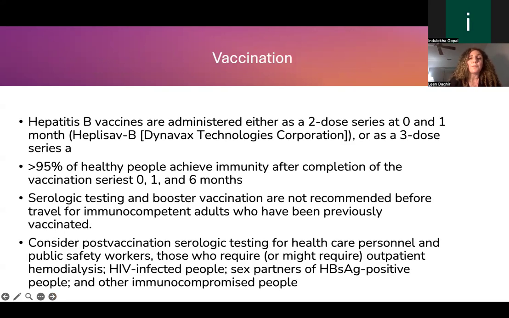Vaccination. Hepatitis B vaccines are administered either as a 2-dose series at 0 and 1 month, or a 3-dose series. More than 90% of healthy people achieve immunity after completion of the vaccination series, at 0, 1, and 6 months. Serology testing and booster vaccinations are not recommended before travel for immunocompetent adults who have been previously vaccinated.